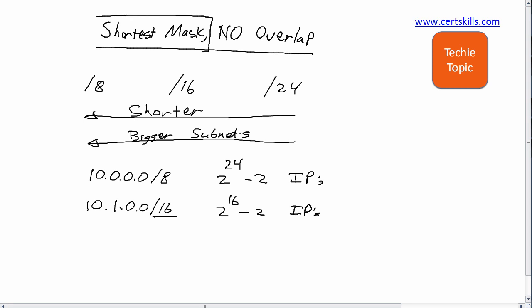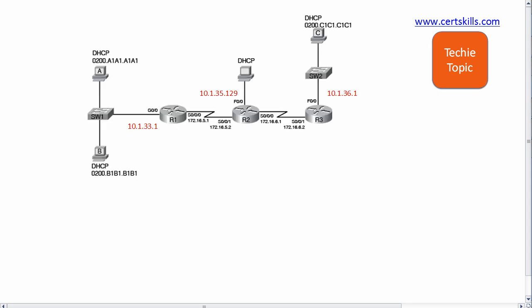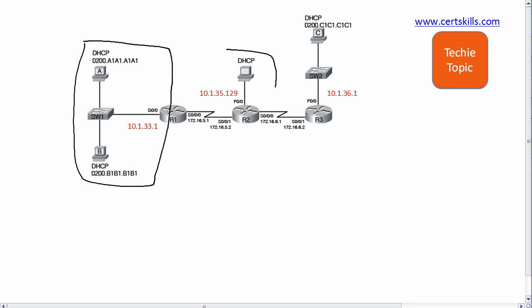Now, for the CCNA and CCENT exams, you might think about questions where they ask you to pick the shortest mask for which there's no overlap, where they've already supplied some IP addresses. For instance, here in this question, we've got three routers. We're only going to focus on the LAN subnets, one on the left, one up there on the top of router R2, and one on the far right. And for our purposes, we'll ignore the two WAN subnets and just assume a single subnet, single VLAN.